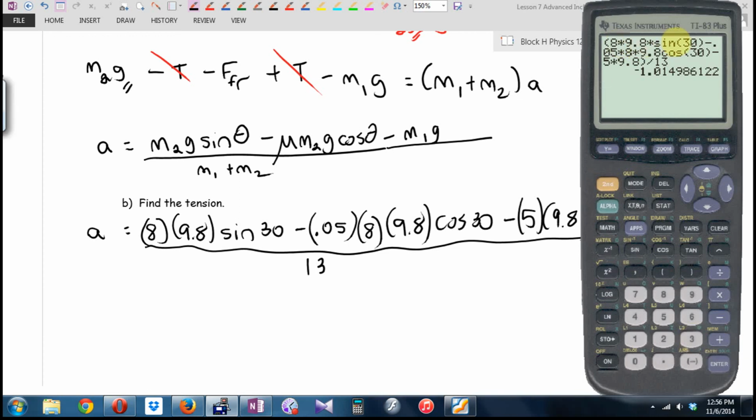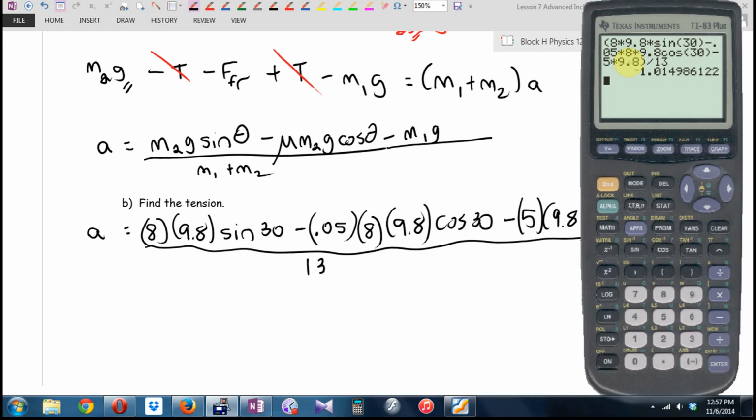8 times 9.8 sine 30 minus 0.05 times 8 times 9.8 cos 30 minus M1G. I think, am I right? Double check me, but I think I'm right. Yeah. You would be correct. Except I know I'm wrong because of the negative. Is that okay so far?